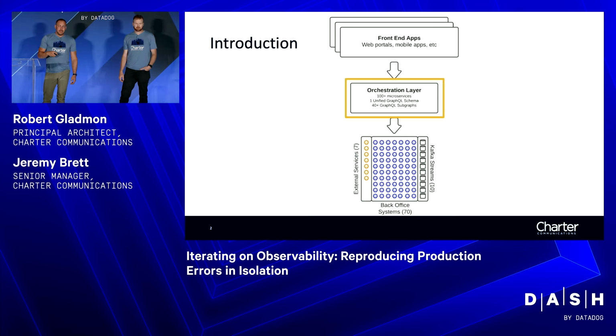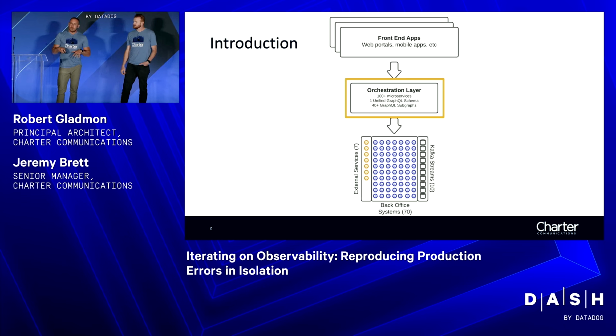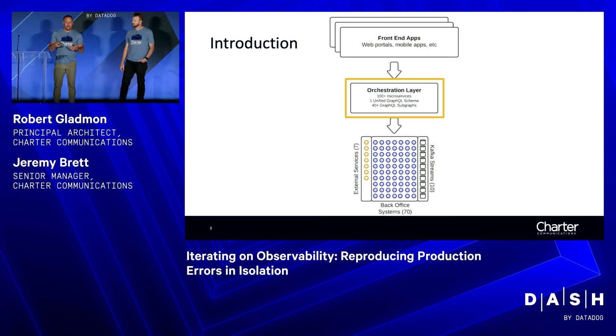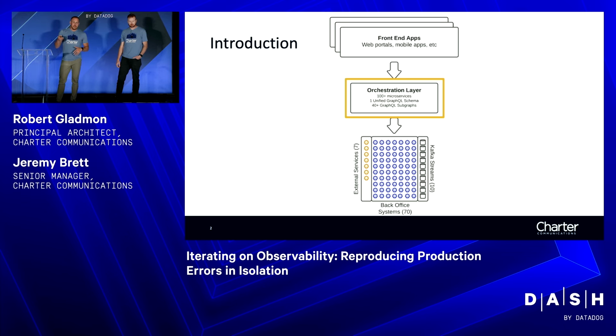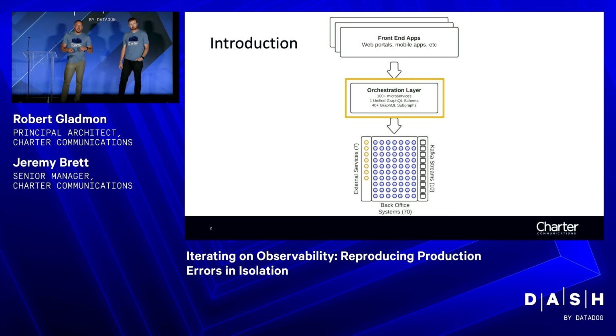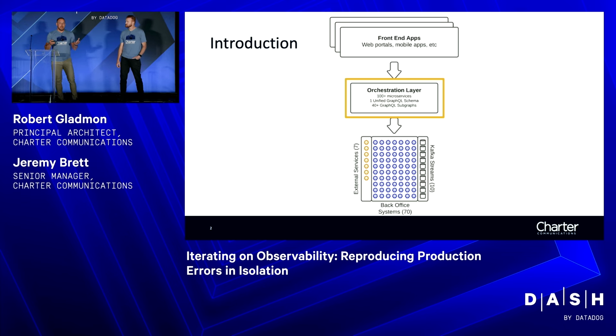So a little intro to our team. Our team maintains an orchestration layer, and our orchestration layer has about 150 microservices behind one GraphQL schema. And we sit between a lot of front-end applications and many, many back-office systems. But what our orchestration layer does is provide APIs for customers to manage their accounts, whether that's stopping services, managing service-specific features like devices on your home network. That all happens through our API and all the systems that we connect to.